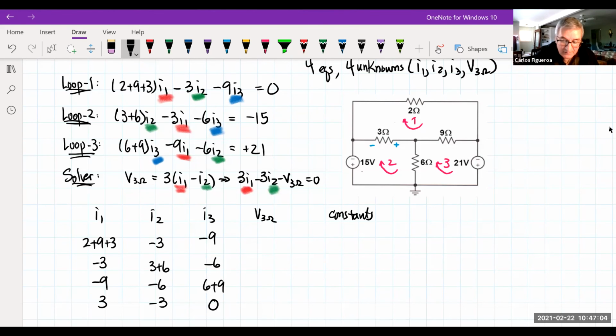Look at V3. The V3 only applies in the last equation. So this should be 0, 0, 0. And you can see that I only have one V3 here. So in this case, it's minus 1.